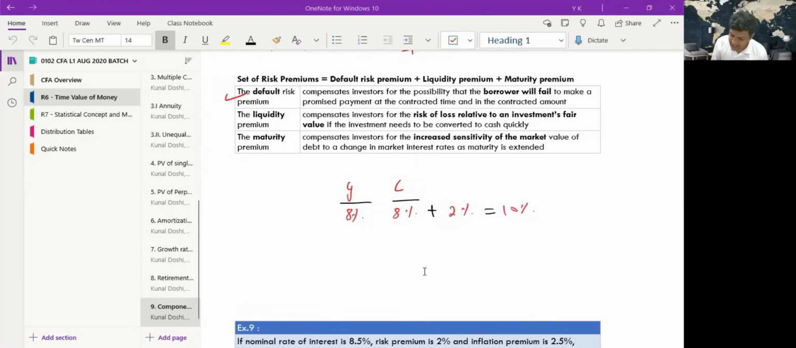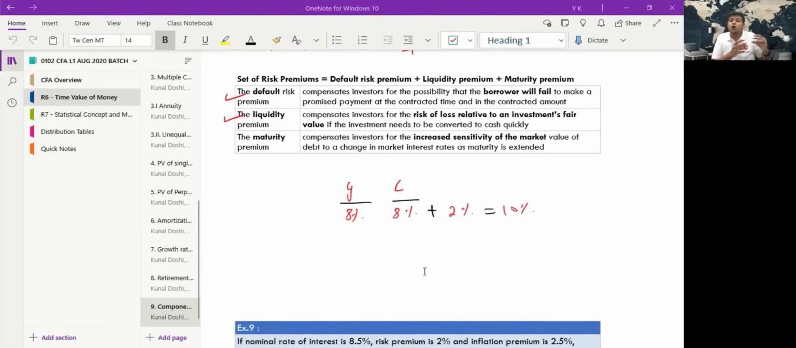Second is the liquidity premium. What is liquidity? What comes to your mind? Cash. Easily converting to cash, right? Is real estate more liquid or equity more liquid? Equity. Because you can easily sell equity on the stock market, but real estate you can't easily sell it.